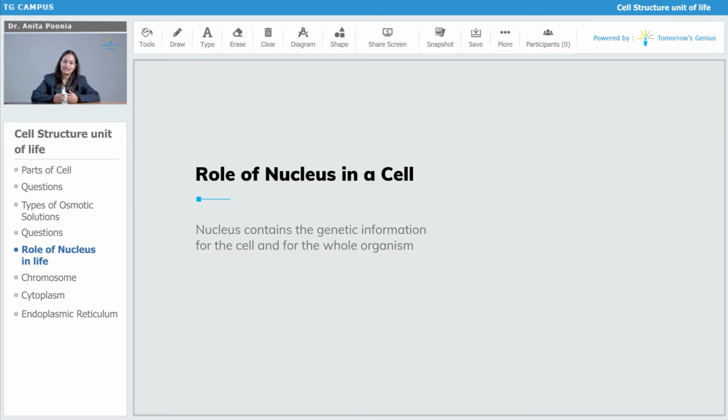Nucleus contains the genetic information for the cell and for the whole organism. This genetic information is in the form of DNA, right? DNA is the blueprint of any organism.